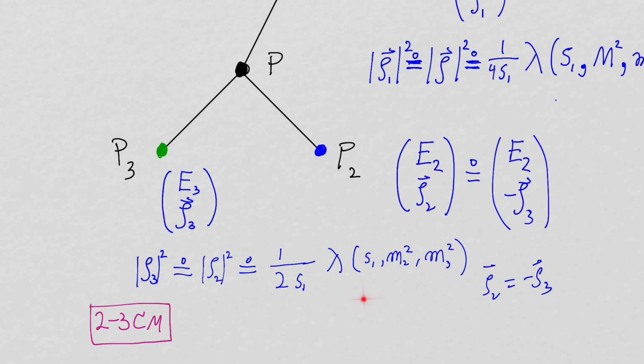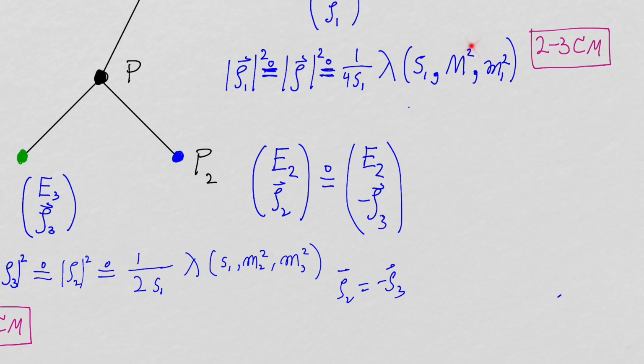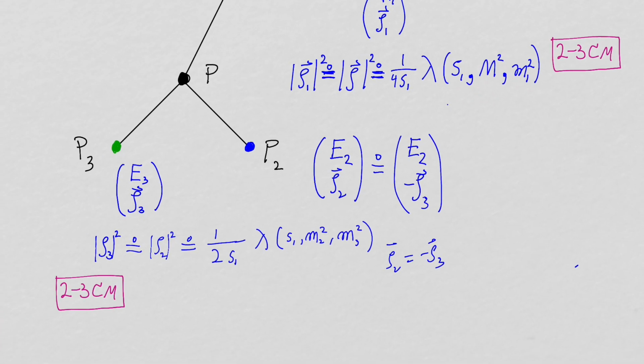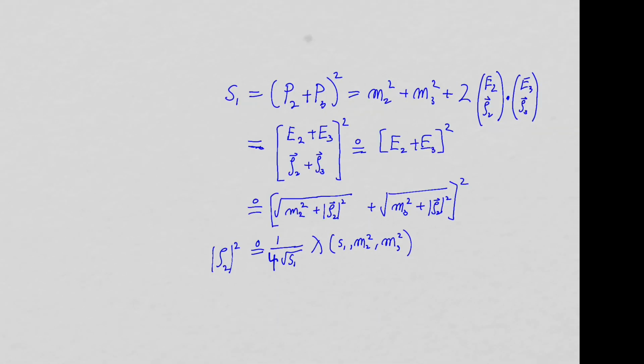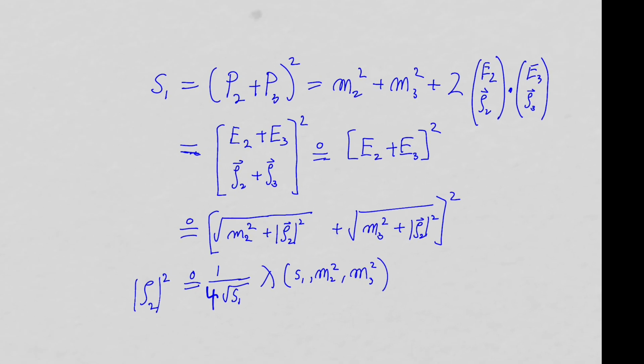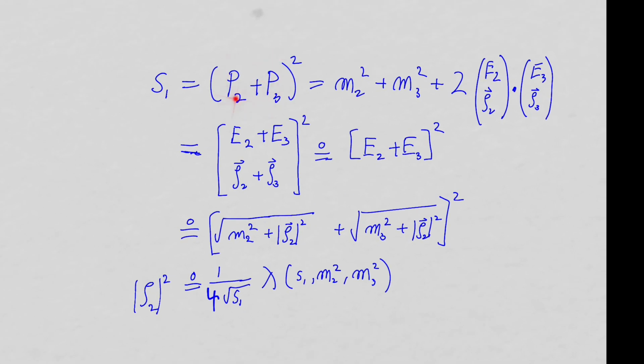And the same process is going to give us another lambda function. If we do the same analysis we did before, we get another lambda function. In this case, it's S1, M2, and M3 instead of S1, parent mass squared, and M1 squared. So it's just these three variables shuffled around. And if you want to see how that works, I just did it here. In this case, instead of saying S1 is P minus P1, which is what we did last time, we say it's P2 plus P3. Then we just blow it up.